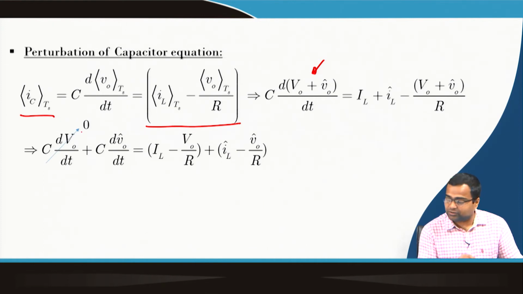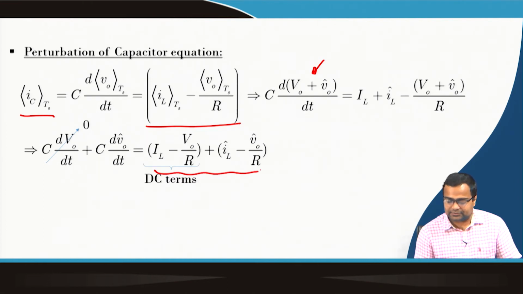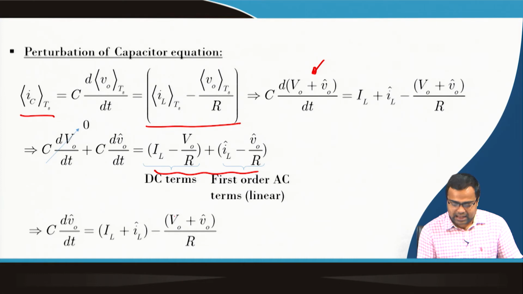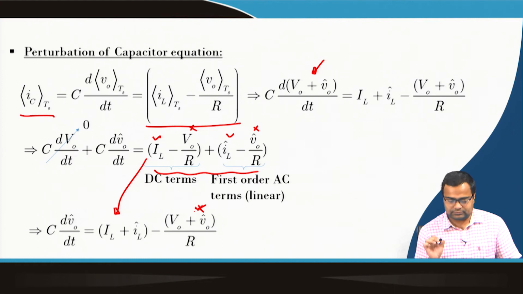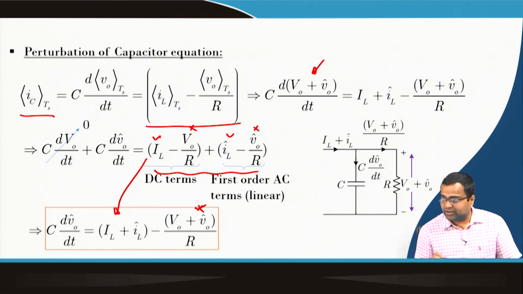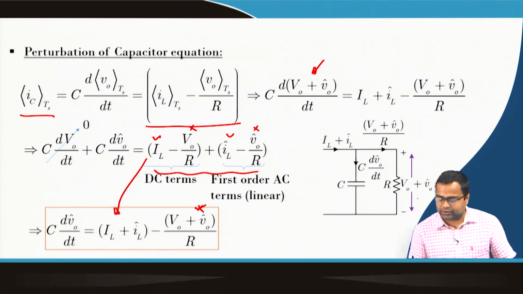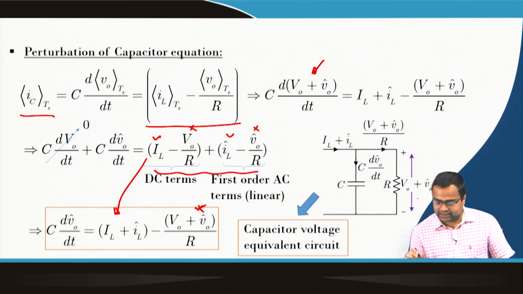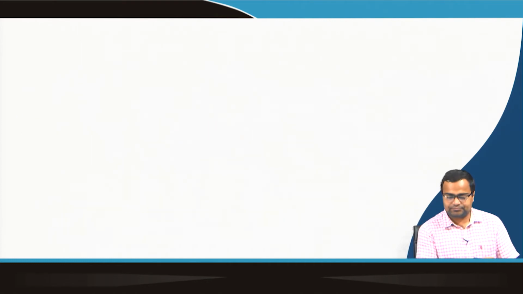This is steady state term, it will be 0, that we have discussed, and if we rearrange this term, what we will get? So, a DC term, it is the first order term, and we can rearrange IL, that means this term and this term are added to get this term, and this term and these terms are added to get this term. Okay. Then we can write down the equation of the capacitor voltage, and we can obtain the equivalent circuit, and this is a capacitor voltage equivalent circuit.